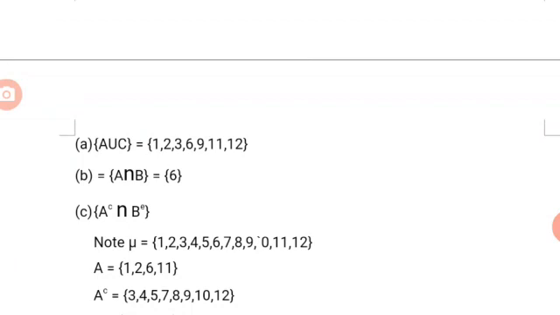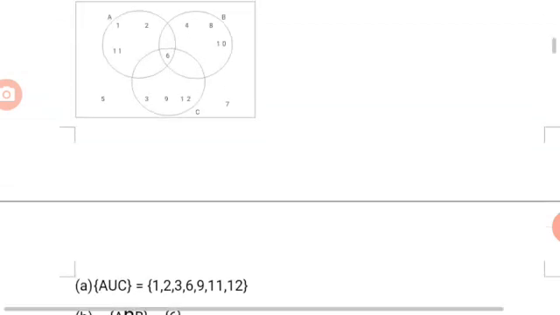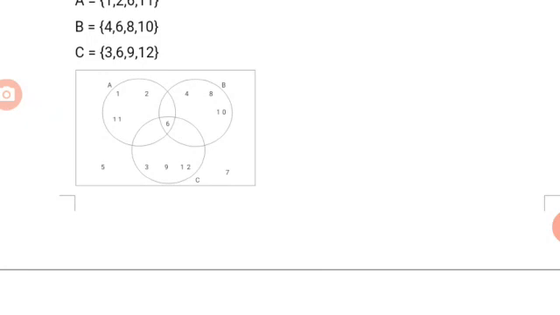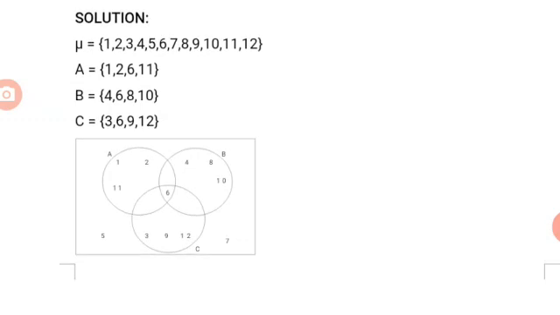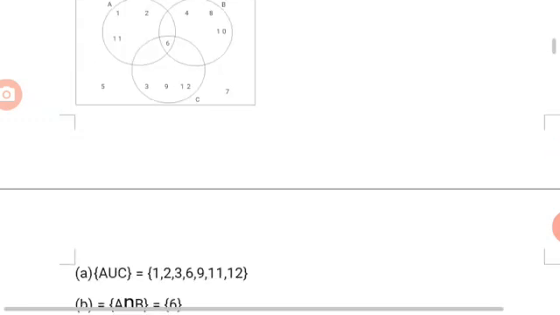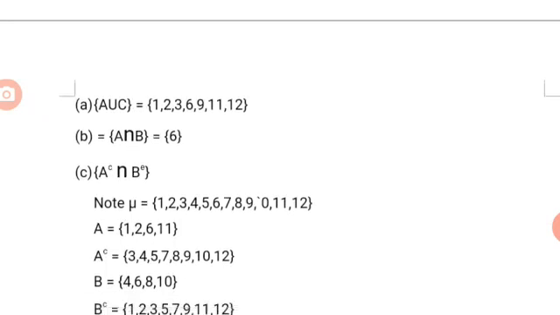Now the second one is A intersection B. What do they have in common? Only 6. A intersection B is 6. So you come here and write 6 in the intersection, as what they have in common. Are we together?